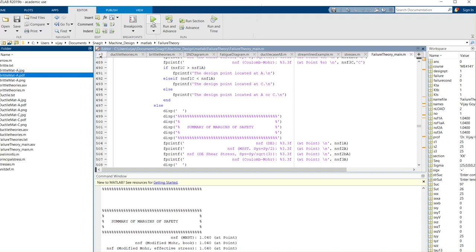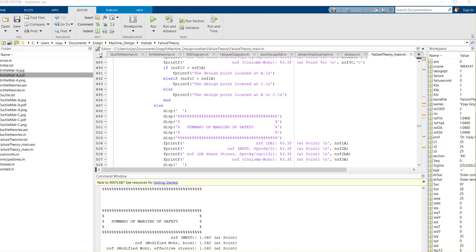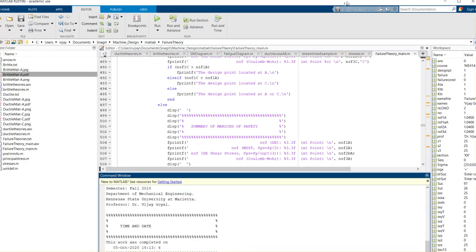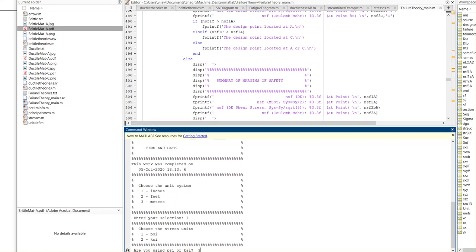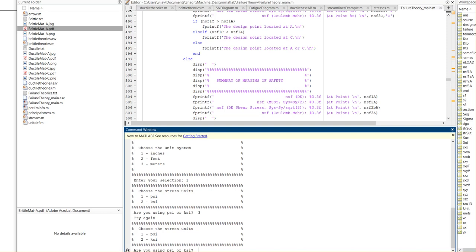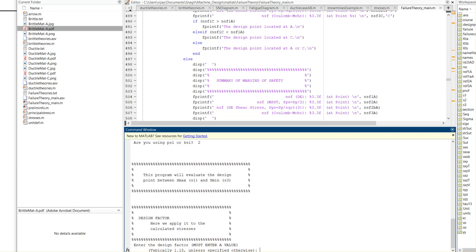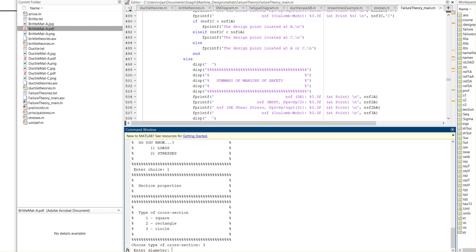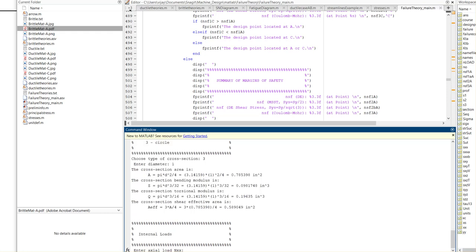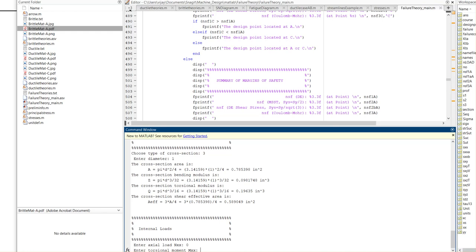You're going to run this particular case. Make sure that it's closed. So you run the code, and we're going to run this in inches. This is KSI. And this is a good example. You enter something wrong, you may have to enter it again. So now the problem is 1.5, and I have loads. Okay, the type of cross section is a circle, and the diameter is the smallest diameter. That's 1 inch.